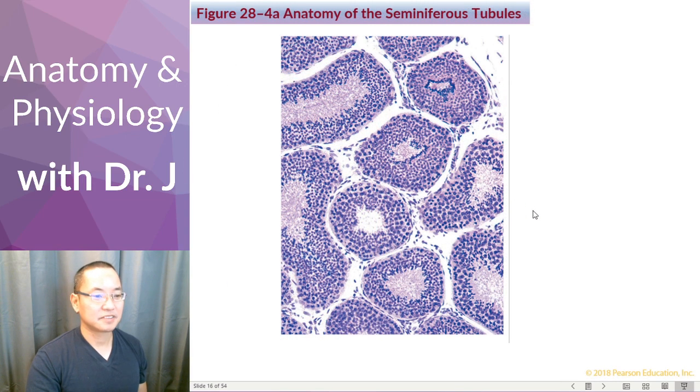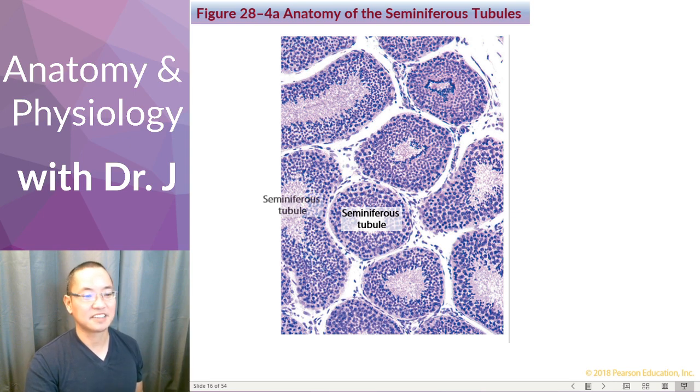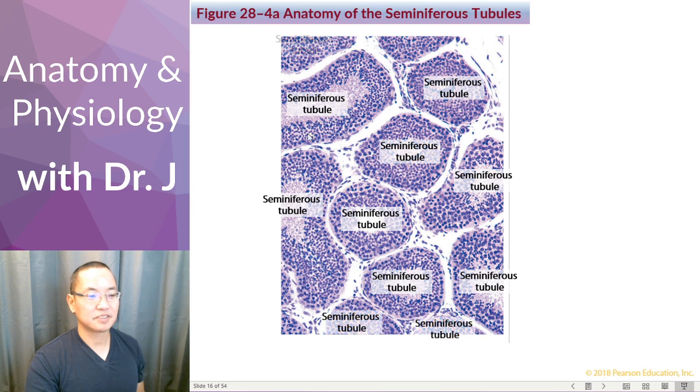Now what we have here is a close-up of the seminiferous tubules. Again, we're looking at a cross-section of a lobule of the testes, and we have these seminiferous tubules. Each of these little islands right here is a cross-section of a seminiferous tubule. Again, the seminiferous tubule is actually going in and out of the plane of view of this microscope slide. That's why it looks like individual tubes, but it's actually a connected tube per lobule.